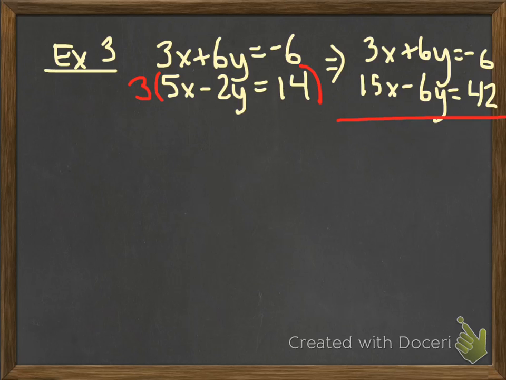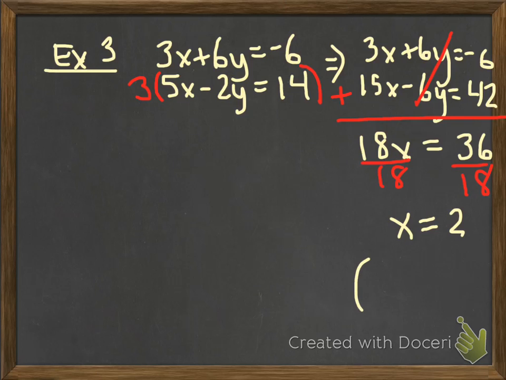Okay, so we add, going down. The y's now cancel out. One's positive, one's negative. And 3x plus 15x is 18x equals negative 6 plus 42, which is 36. Divide by 18. And you get x equals 2.